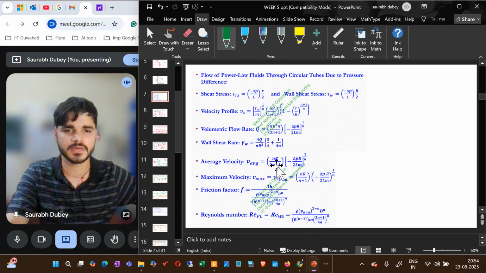So where is that? This is Q and this is delta P. So this 1 by n means delta P is, so based on that you can see.